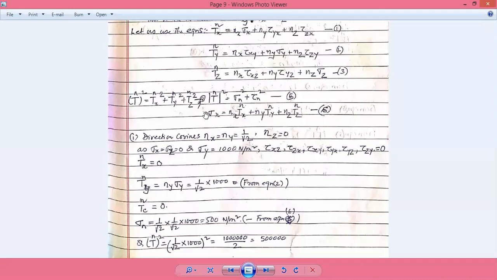T squared is also equal to this one. So T squared is equal to the square of Ty. It is 1 by 2 into 1000 whole squared, which is given here. Thus, this becomes 10 lakh by 2, which is equal to 5 lakh itself.